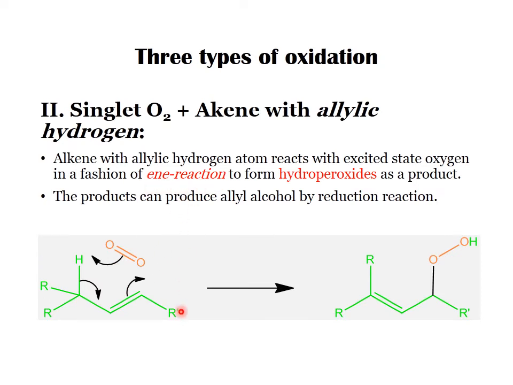So if this is the reaction, it is known as the ene reaction. This ene reaction will produce hydroperoxide as a product. If you add a suitable reducing agent to this hydroperoxide, the O-O peroxy linkage will undergo cleavage, and it will produce the corresponding alcohol. The alcohol is known as allyl alcohol, since the OH functional group will be at the allylic position.